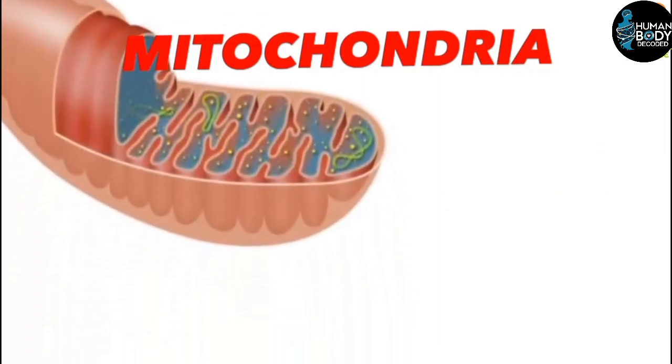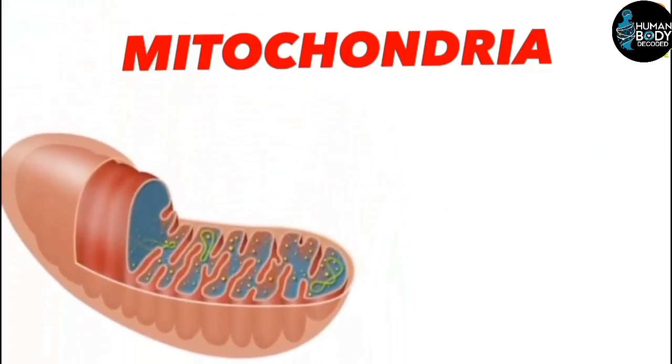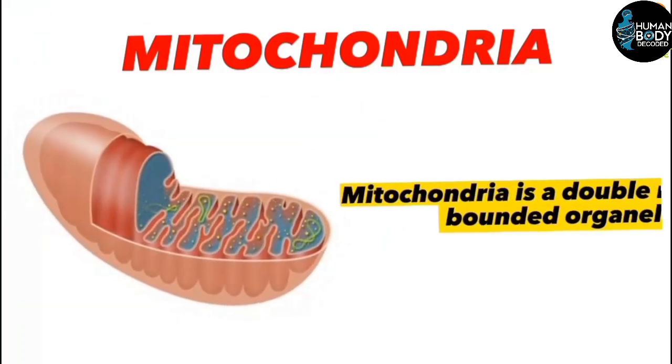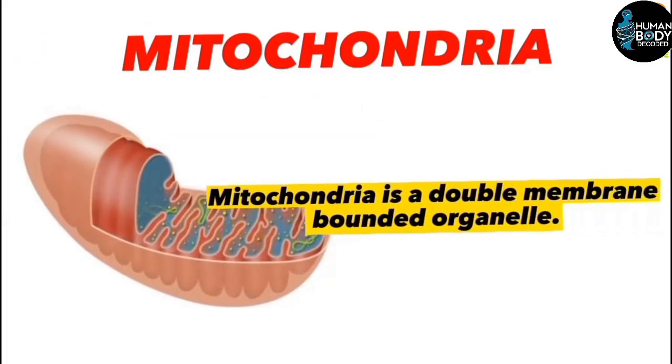Now we come to the sixth cell organelle, mitochondria. Mitochondria are such cell organelles that have a double membrane. This is a double membrane cell organelle. Just like the cell has two membranes, one cell wall and the other cell membrane, similarly, mitochondria also have two membranes. This is why it is called the double membrane cell organelle.